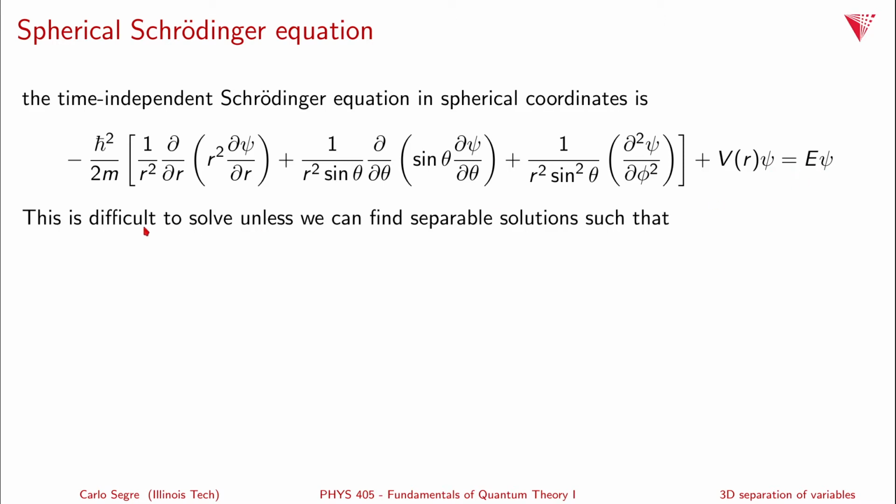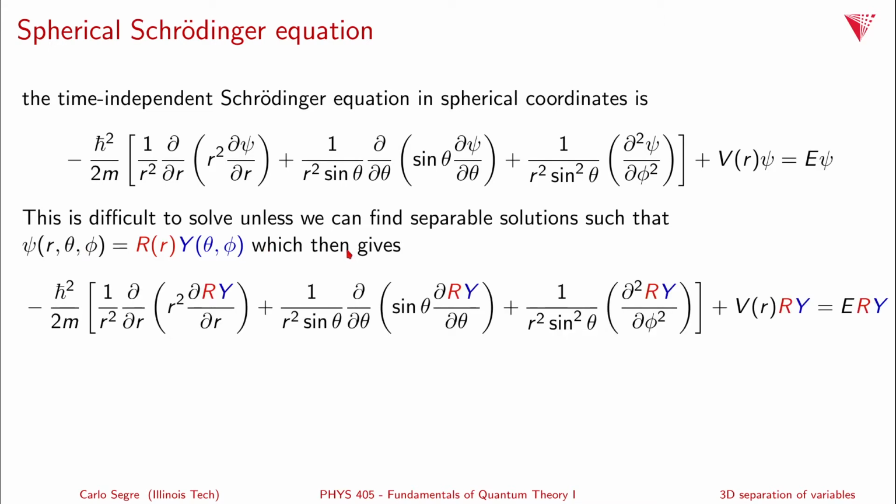Now this is difficult to solve unless we can find a separable solution, and the simplest separable solution is to separate the angular and the radial coordinates. So we define psi of r, theta, and phi as the product of two functions. One function is capital R of r only, and the second function is capital Y of theta and phi. When we make this substitution, we get the following. So everywhere we have a psi, we replace it with R and Y.